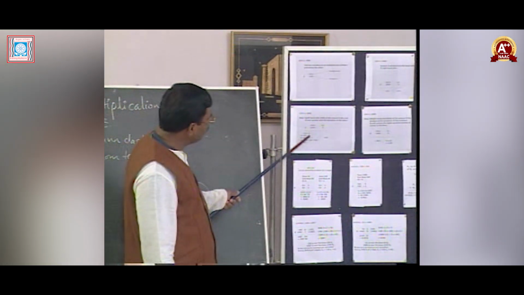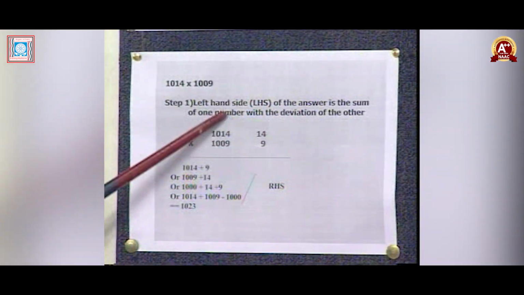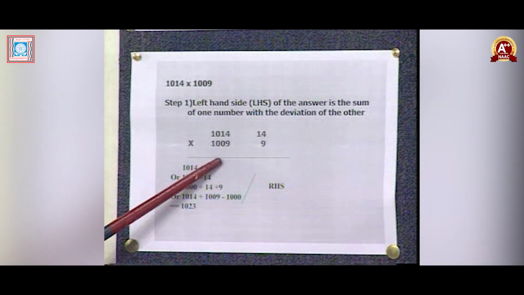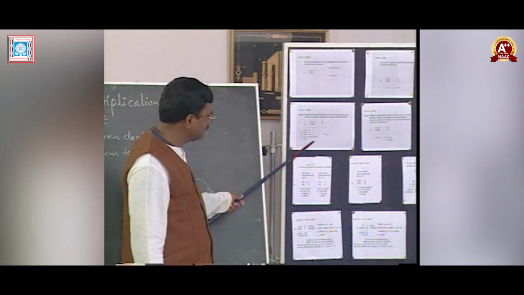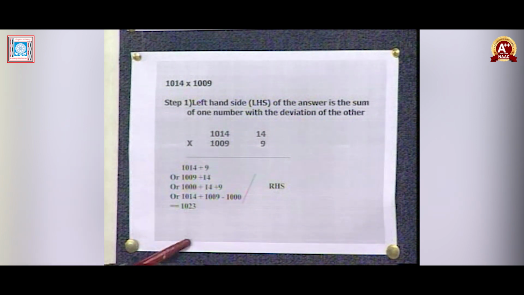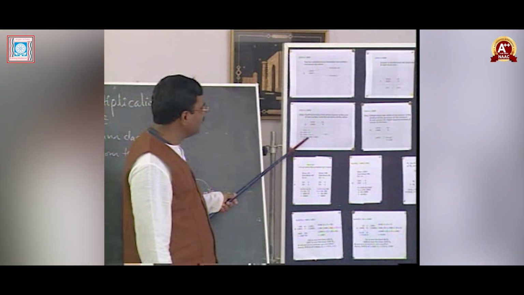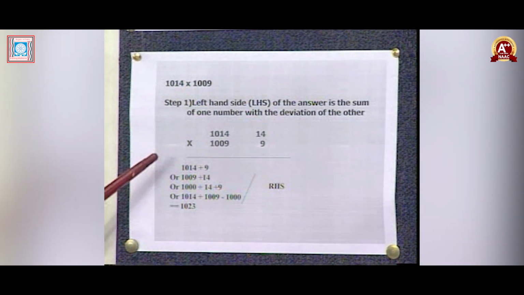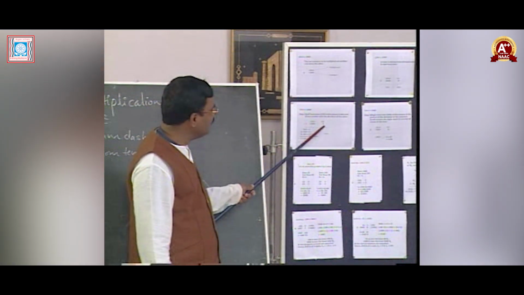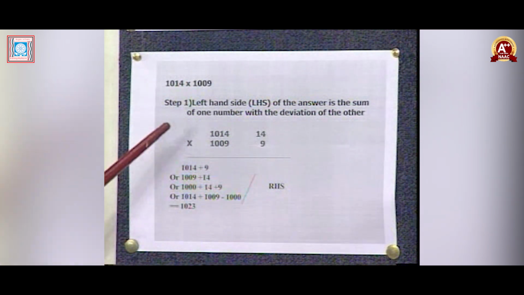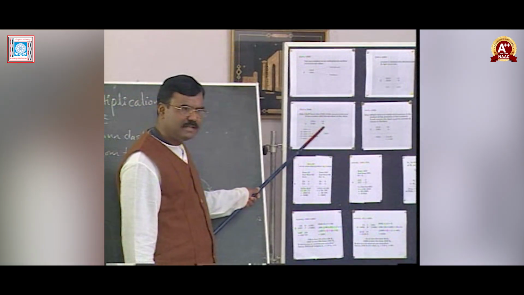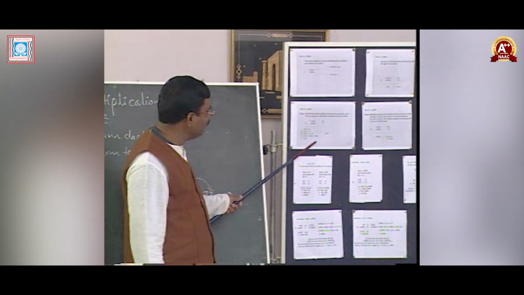There is another way also. You take these two numbers, 1014 and 1009. The total of these is 2023. Subtract the base, then also you will get 1023. To get the left part of your answer, there are four choices, but as per my suggestion, you select the bigger number and the small deviation. Select the big number, in this case 1014, and the small deviation is 9. Add the 9 to the 1014, you will get the same number.